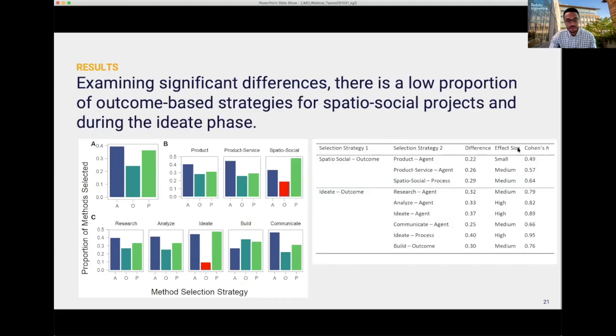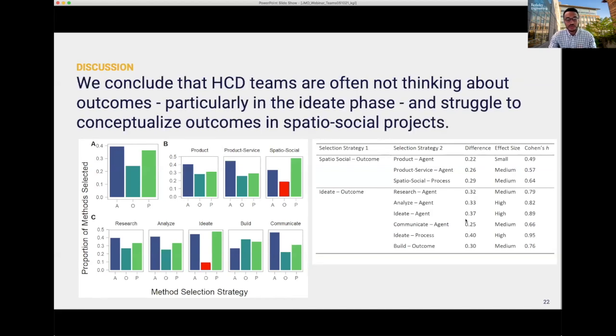And in the paper, we go into significant detail into some of the different rationales and our hypotheses on some of the findings. I just want to highlight a few more here. So one result is that, by looking at significant differences, we see there's a low proportion of outcome-based strategies for spatio-social projects and during the ideate phase. And so what we conclude here is that human-centered design teams surprisingly are often not thinking about outcomes, and that this is particularly linked to the ideate phase, and that teams are struggling to conceptualize outcomes specifically for spatio-social projects.